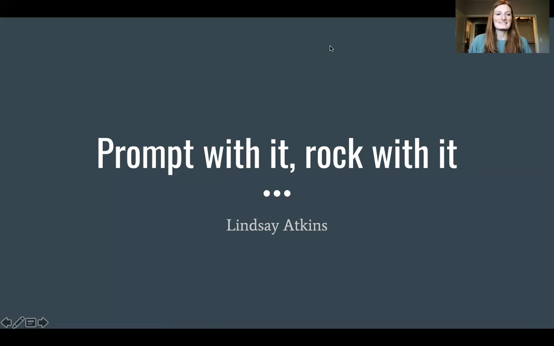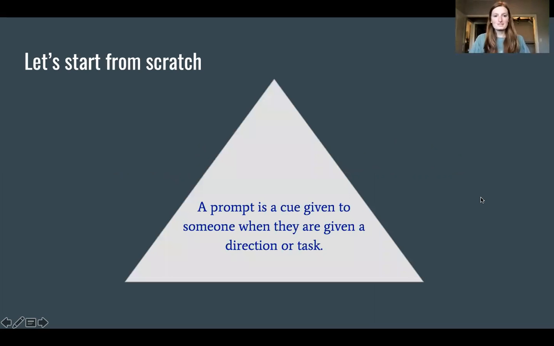Hi, everybody. Today we are going to prompt with it and rock with it. We're going to talk about prompt hierarchy and we're going to talk about different types of prompts that you might use in your daily life. So, we're going to start from scratch, okay? You guys might know a little bit about a prompt, what it is, but you also might not realize how often you use prompts. All right.